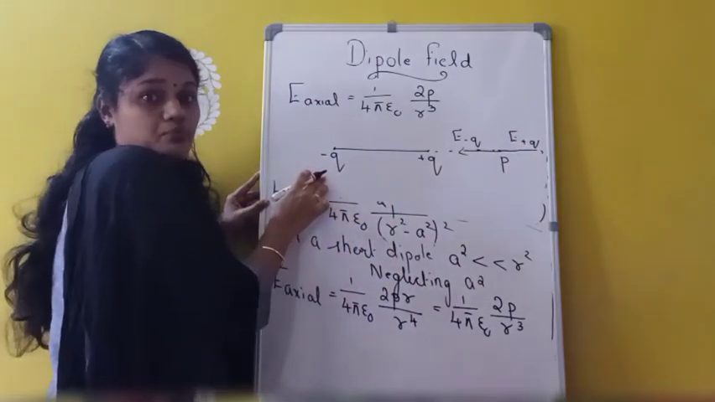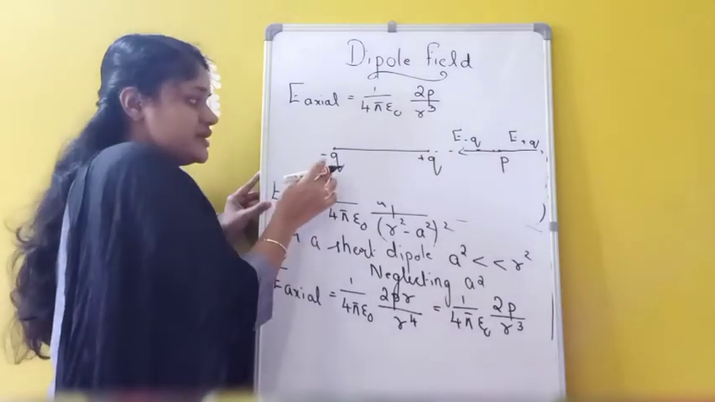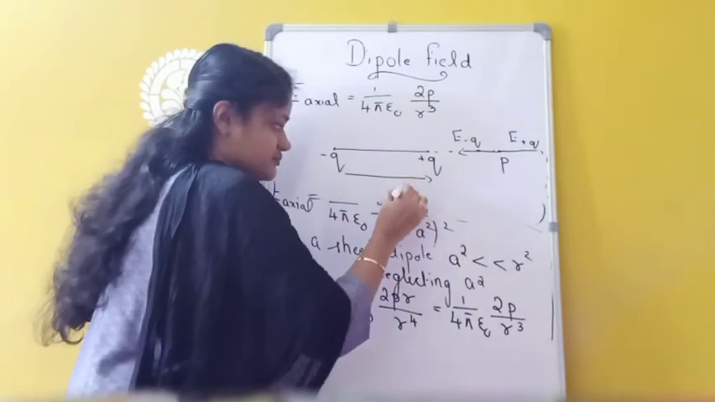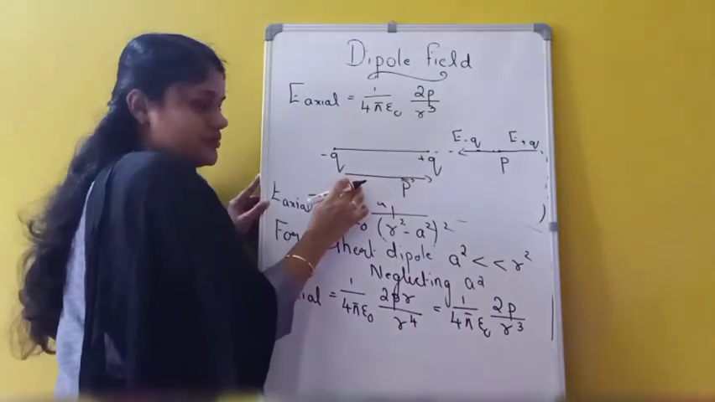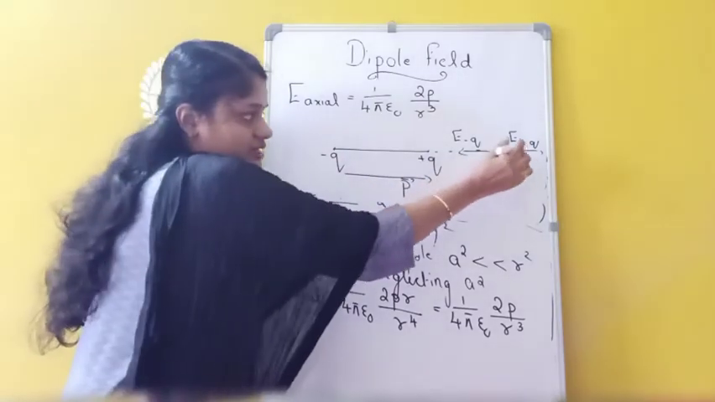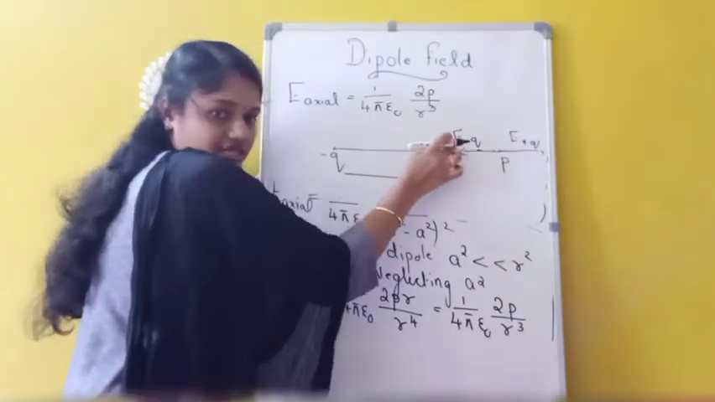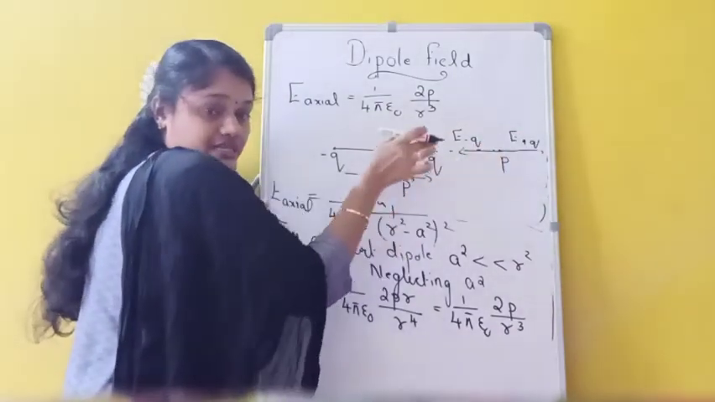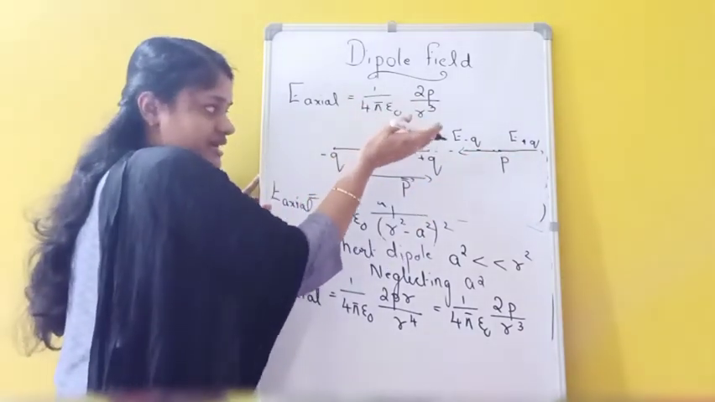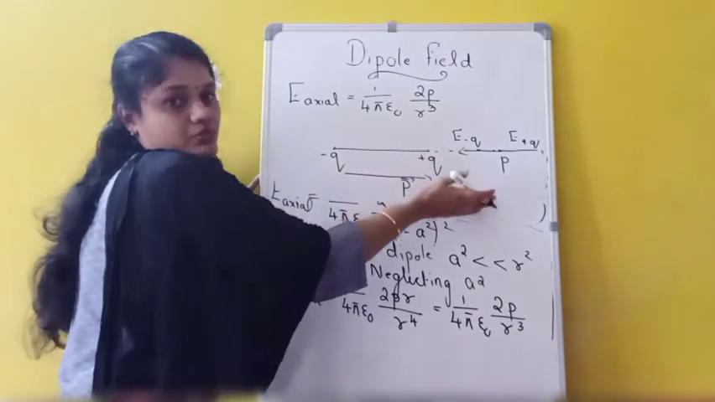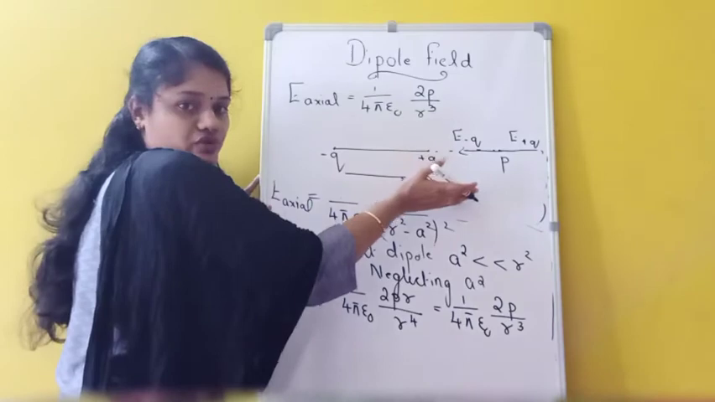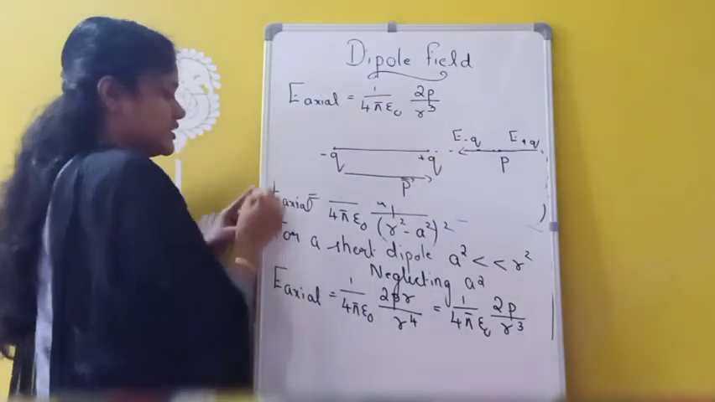And what is the direction of dipole moment? The direction of dipole moment is always from negative charge to positive charge, in this direction. So vector P, direction of dipole moment, is always from negative charge to which one? Positive charge. And here, which one is more, E plus Q or E minus Q? E plus Q is more. That means net electric field may be in which direction? Towards right. That means this net electric field is acting in the direction of dipole moment. The net electric field along the axial line will be acting in the direction of dipole moment.